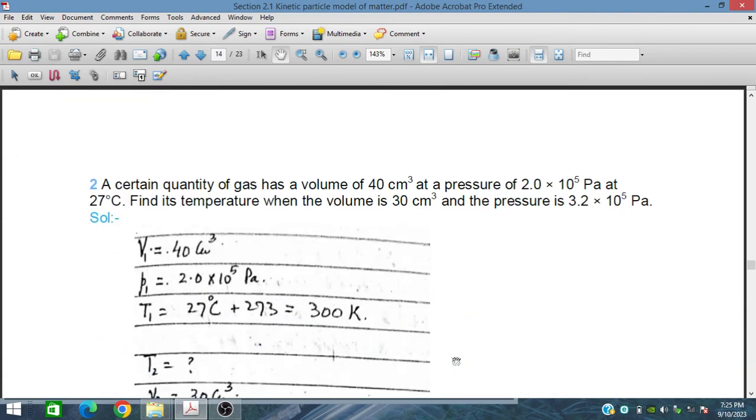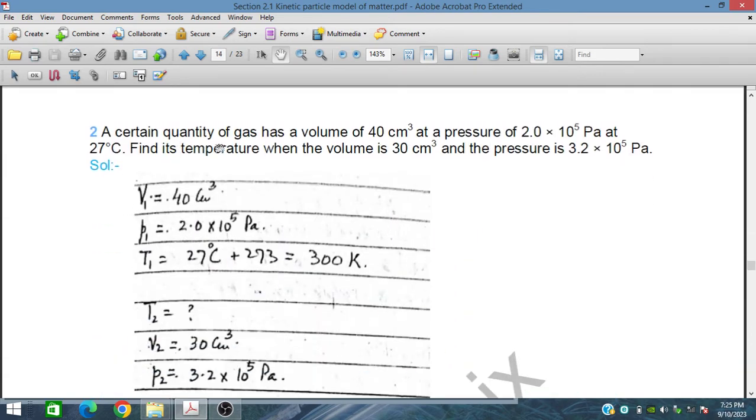And so in the next question, a certain quantity of gas has a volume of 40 cm³ at a pressure of 2 × 10^5 Pascal at 27 degrees Celsius. Find its temperature when the volume is 30 cm³ and the pressure is 3.2 × 10^5 Pascal. So we have V1, P1 and T1, where 27 Celsius is actually 300 Kelvin, and we have to find T2.